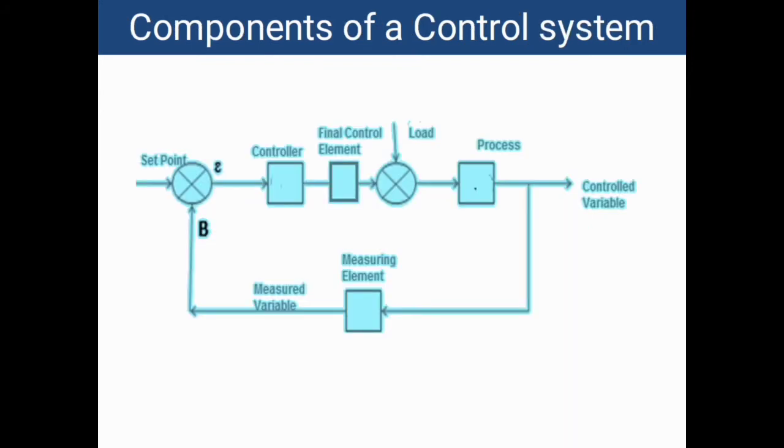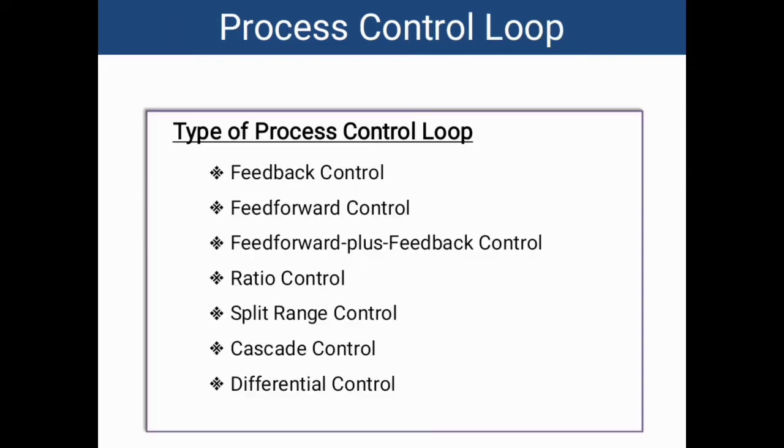These are the components of a control system. A control system consists of a process. The process variable is measured by a measuring element. The measured variable is compared with the desired value. Our desired value we have already fixed as a set point. This measured variable is compared with the set point, and the difference between the measured variable and the set point is generated as an error. This error goes to the controller. The controller will adjust the final control element to maintain the process parameters. So these are the components of a control system.